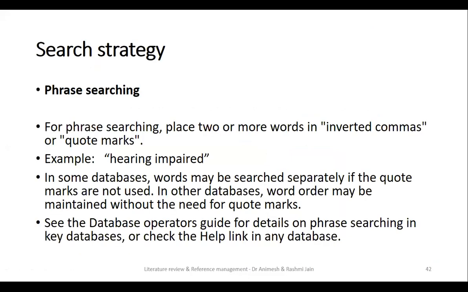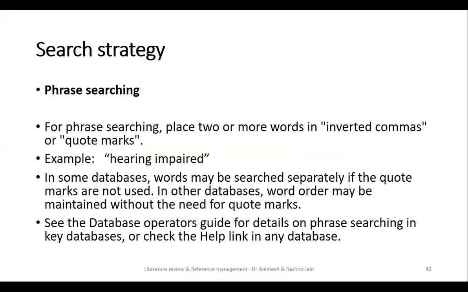Now, the other thing is, if I want very specifically that it should be what I'm looking for, I can use another thing that is known as quotation marks. So I can use a phrase within inverted commas or quotation marks, and that will give me the result I'm looking for. For example, here, if I use "hearing impaired" in quotation marks, I will get only those articles which have this as a phrase itself listed.